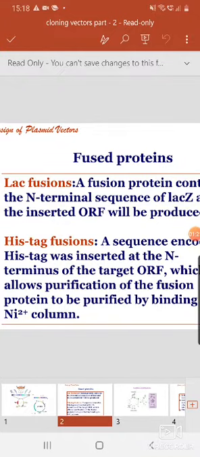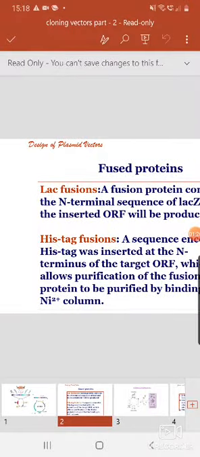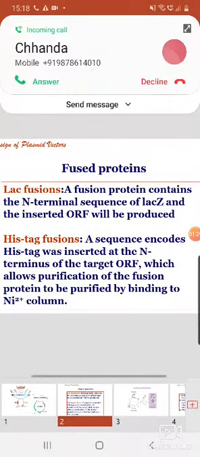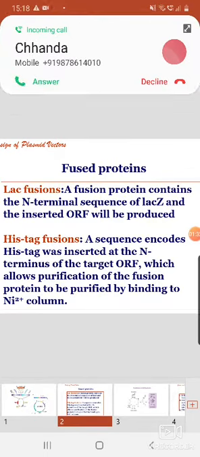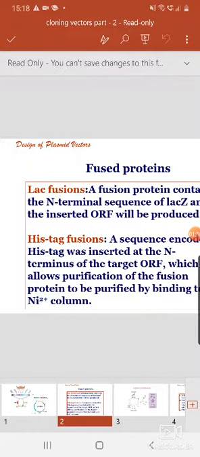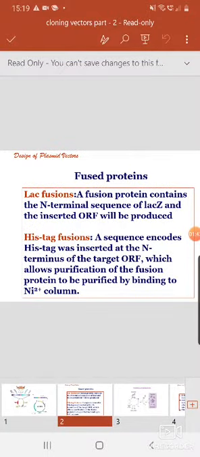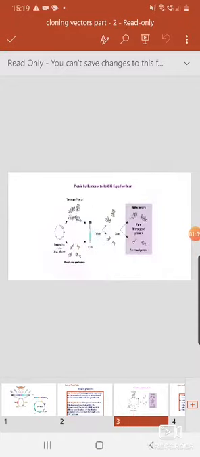Generally, we use the LacZ fusion protein, where an N-terminal sequence of LacZ is inserted in the ORF, producing the ORF as a fusion protein. Another very important one is the His-tag fusion protein, a sequence encoding a histidine tag. A few histidine residues are at the N-terminal of the target ORF, which makes purification very easy. If we pass a protein with a His tag through a nickel column, it will bind the nickel column and the purification step will be easier.